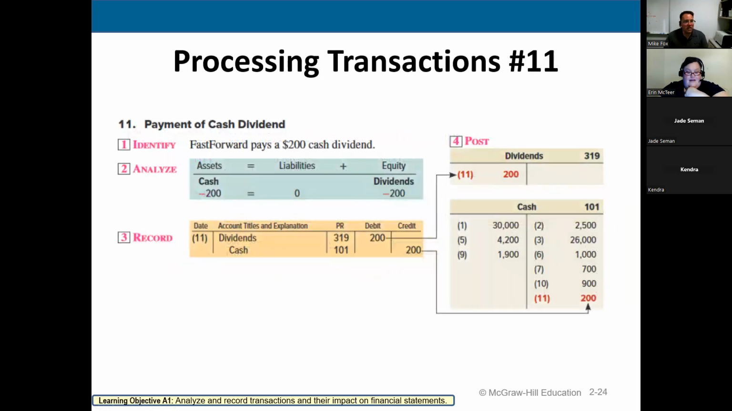Payment of a cash dividend. So we're going to pay $200 in dividends out to the owners. When I pay a dividend, cash is going down, and dividends, like expenses, decrease our equity. So again, we record dividends with a debit. That means our dividends are going up, which is decreasing our overall equity. Okay, so I debit dividends and credit cash to show the payment of that cash dividend.